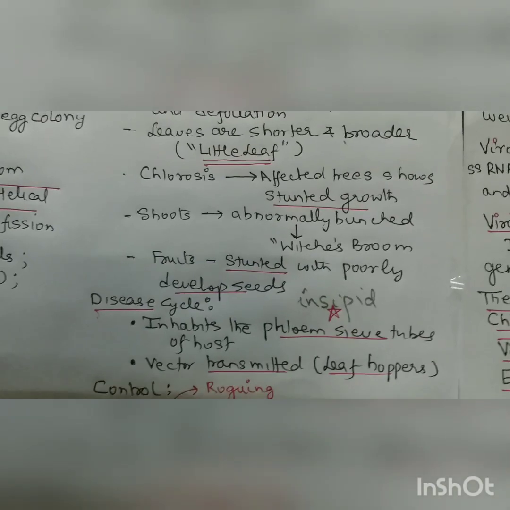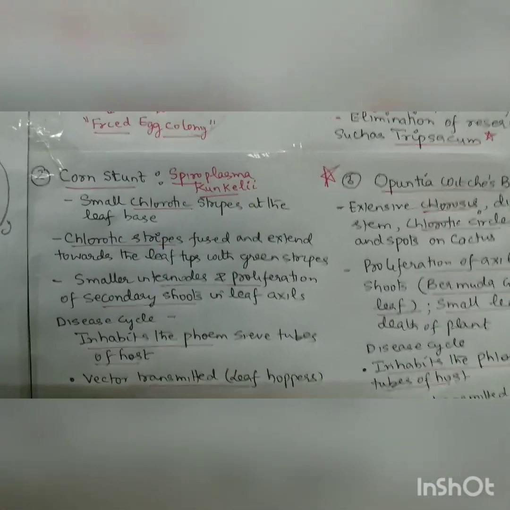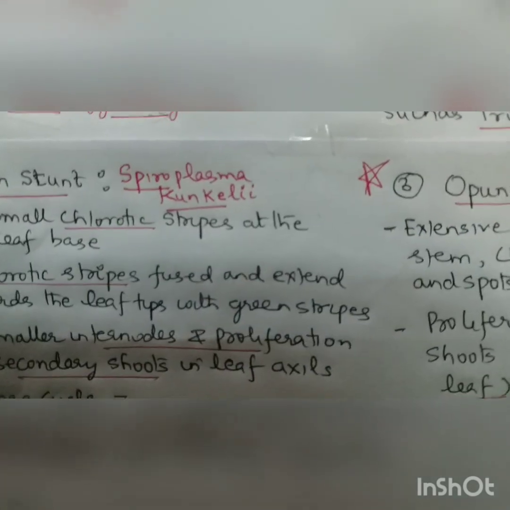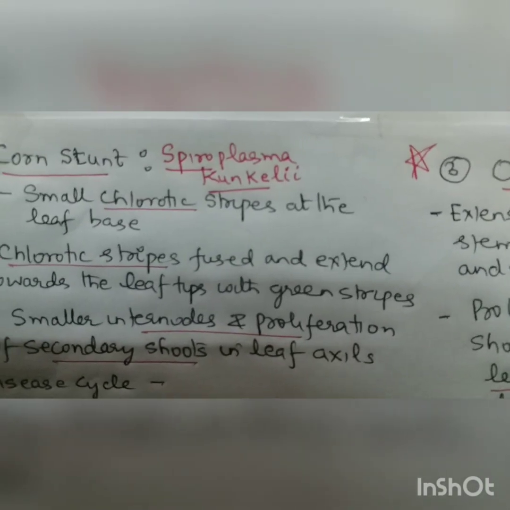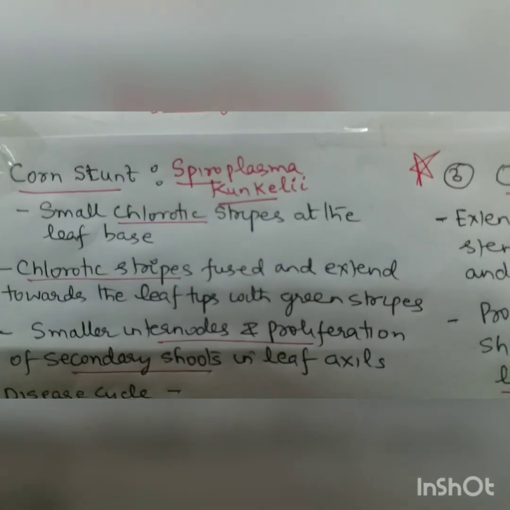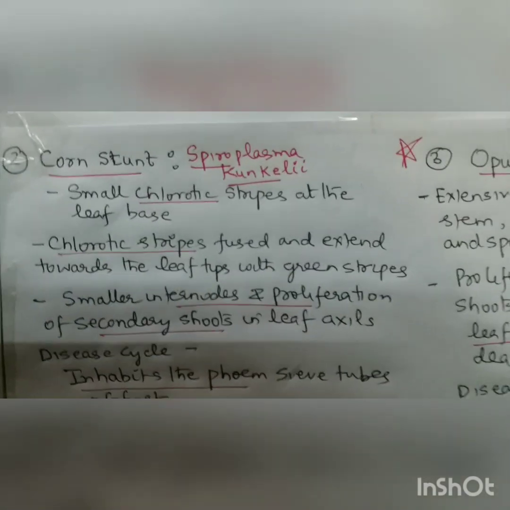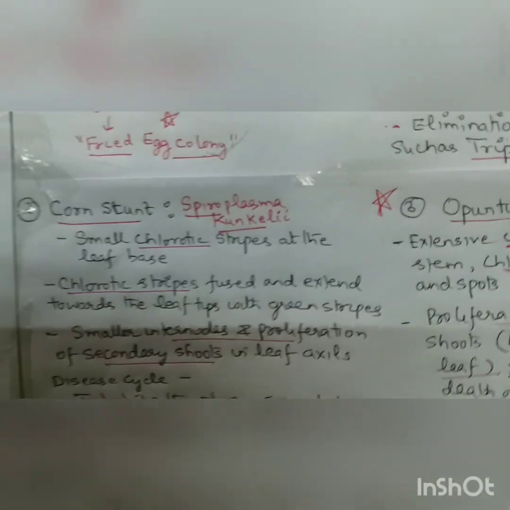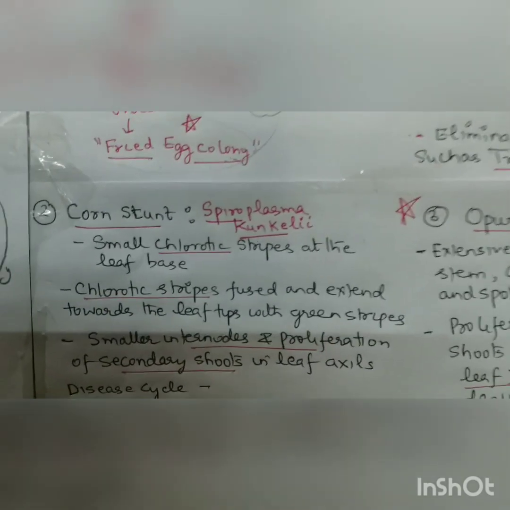So now the second disease we are coming to is corn stunt. Earlier we had the stub-borne disease caused by Spiroplasma citri, and this is caused by Spiroplasma kunkelii. Kunkelii is a disease which results in small chlorotic stripes. These are the small chlorotic stripes. This disease is corn stunt. So corn stunt results in small chlorotic stripes.